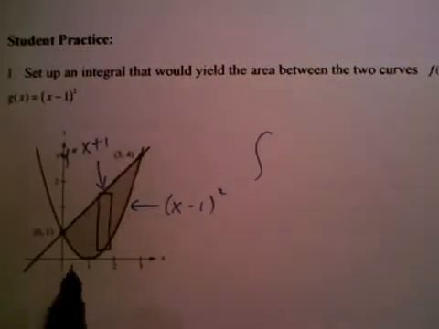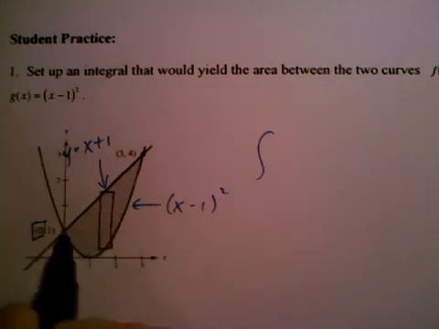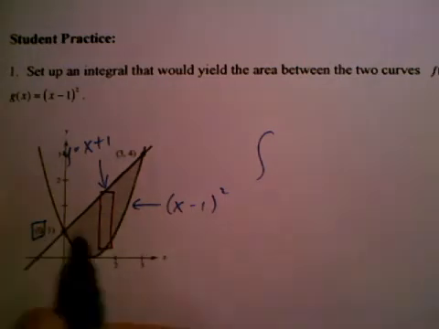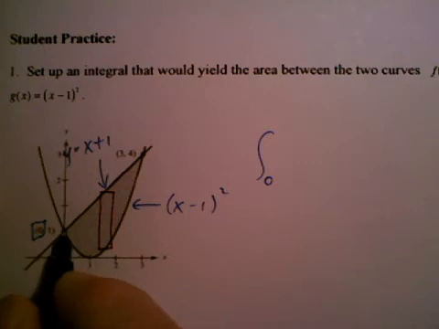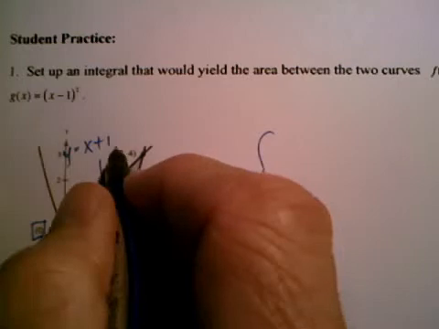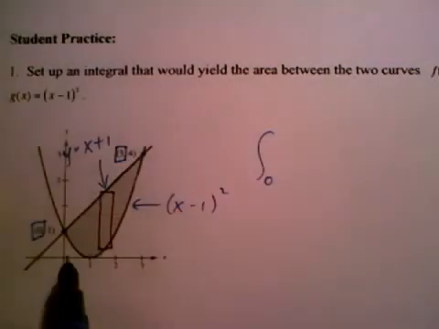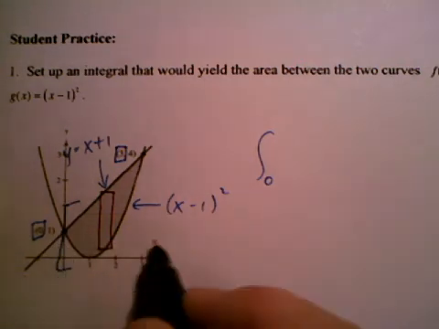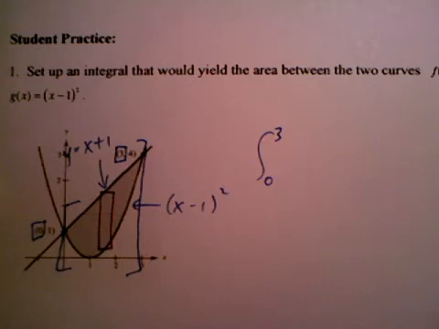Okay, and the limits of integration, going from left to right: you can see the x-coordinate of the point of intersection on the left is 0, and the x-coordinate of the point of intersection on the right is 3. So we're going to go from 0 to 3. Okay, so that's the first part.